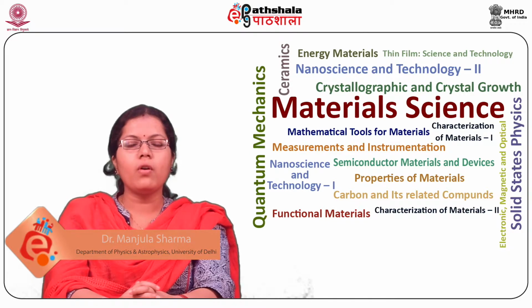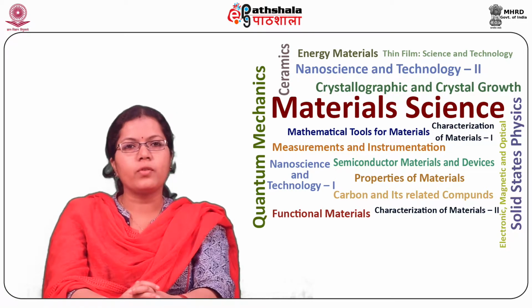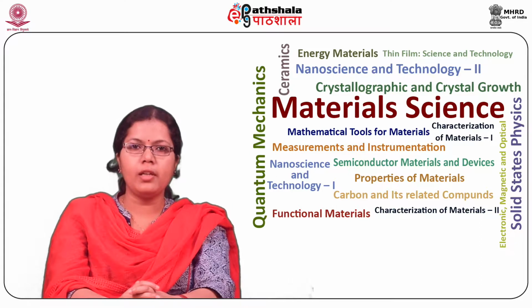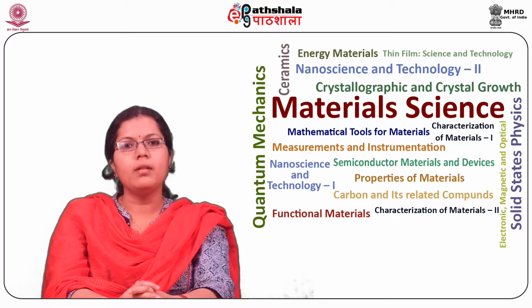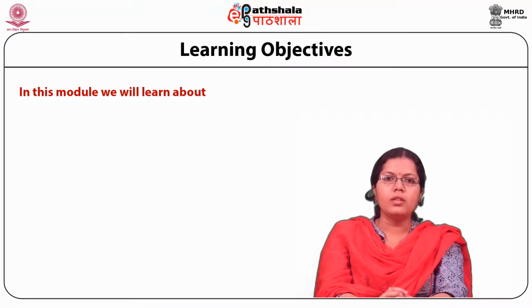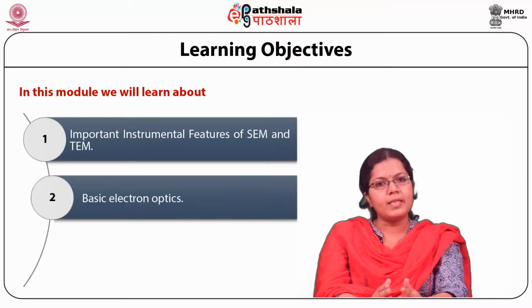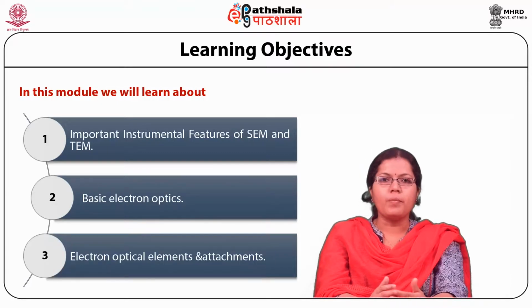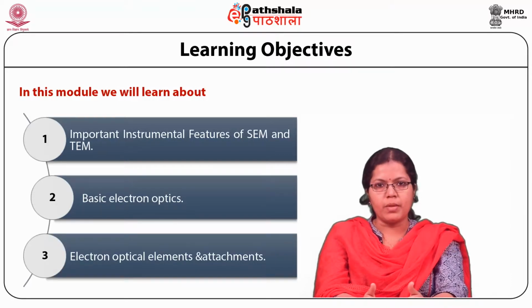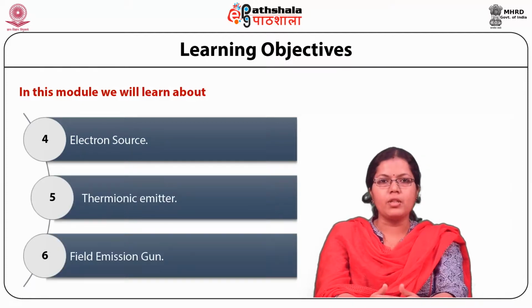Today we are going to talk on the module Important Instrumental Features of SEM and TEM, that is Scanning Electron Microscopy and Transmission Electron Microscopy, under the paper Measurements and Instrumentation. After completing this module, the students will be able to understand the important instrumental features of SEM and TEM, basic electron optics, electron optical elements and attachments, electron source, the thermionic emitters, and the field emission gun.